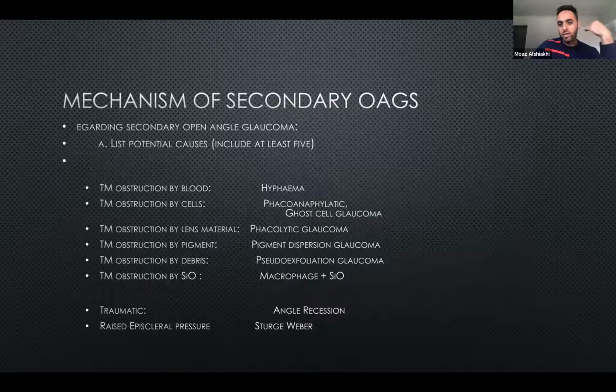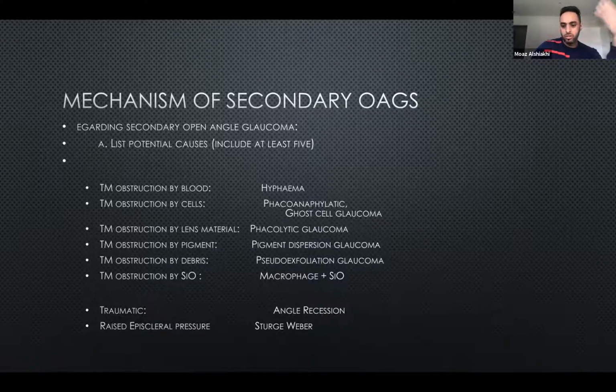Now, this is a very commonly asked question, whether directly or in a case scenario. In terms of the secondary open angle, sometimes they ask you specifically about PXF, for example, or lens-related glaucoma. Sometimes they'll just ask you for things that could be obstructing the trabecular meshwork, such as blood, cells, debris or pigment. So you need to have a differential ready to go, and know what to write in each one of these subcategories of secondary open angle glaucoma.